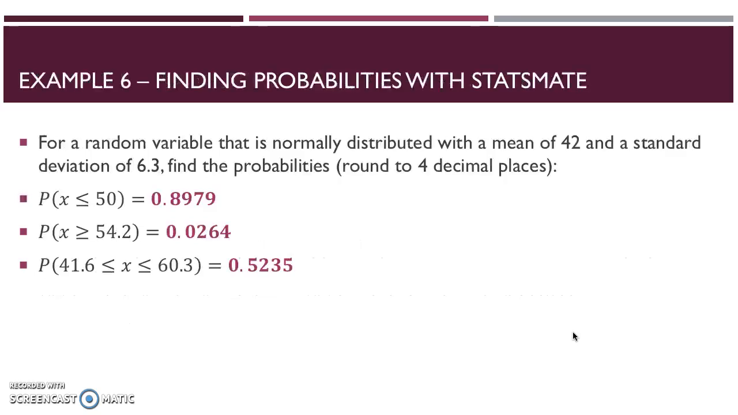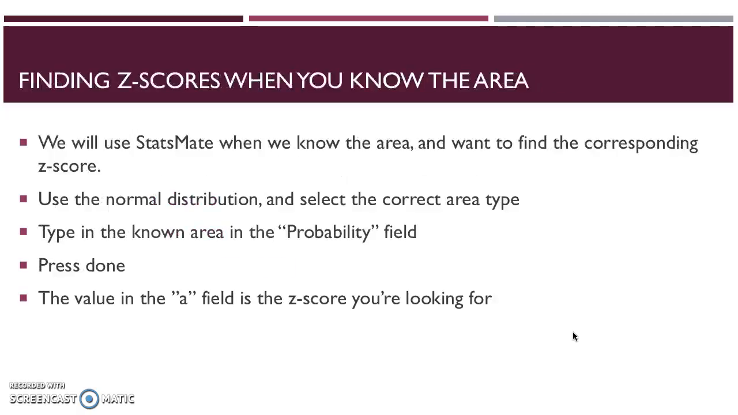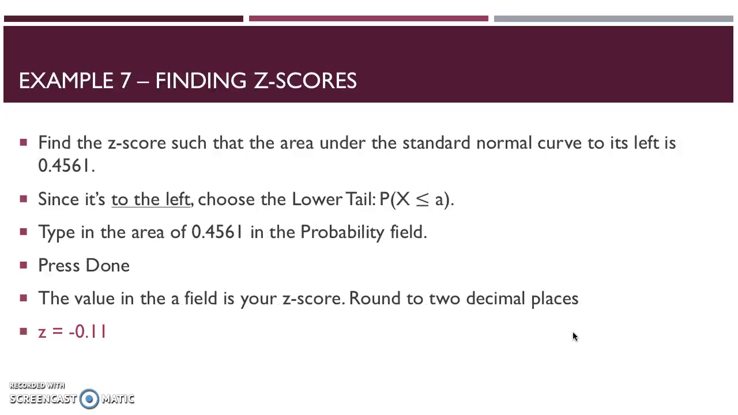For using StatsMate, it works exactly the same as before. Here are some example problems you could do just to make sure you're using the app properly. If you want to pause and try those, make sure you get the same areas I did when you use the app. If you know the area and you want to find the z-score, you're always going to use StatsMate to do that. What's different is instead of typing in an a value, this time you know the probability, so you'll type the probability in and use the answer that pops up in the a spot as your final answer.